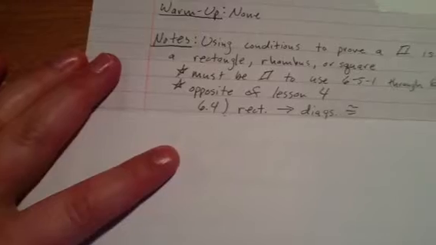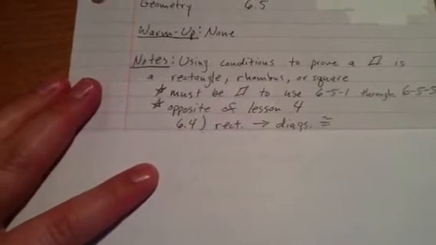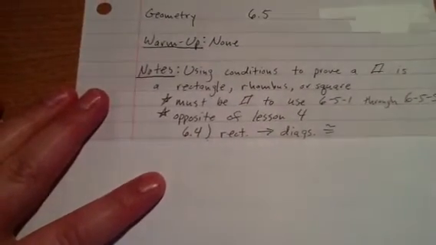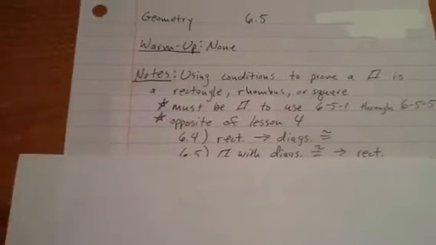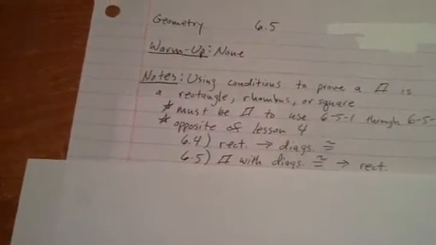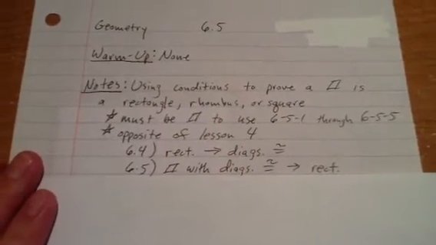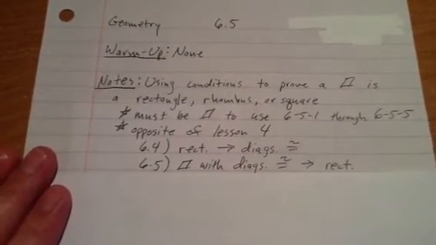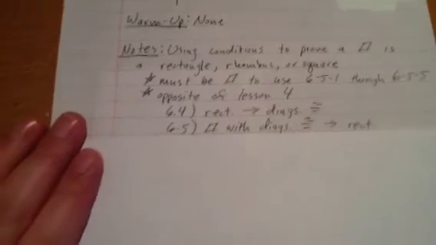So again, in 6.4, we learned that a shape was a rectangle if the diagonals are congruent. Today, if we know that it's a parallelogram with congruent diagonals, then we can prove that it's a rectangle. So again, it's just opposite of what we did yesterday in class.